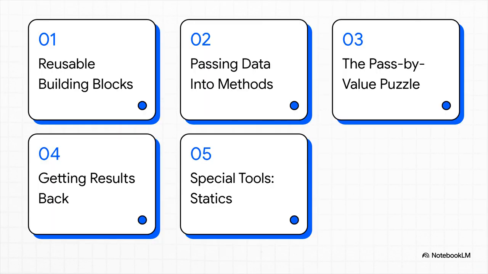So here's the game plan for this explainer. We're going to start with the basics, how to build these reusable blocks. Then we'll dive into the really juicy stuff, how you pass data into them. We'll solve that whole pass-by-value puzzle. After that, we'll see how to get results back out. And we'll wrap up with some super handy special tools called static methods. Sound good? Let's get to it.